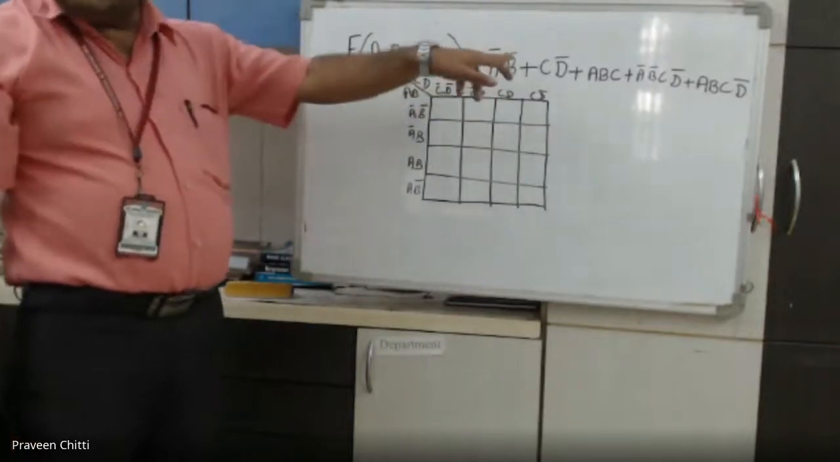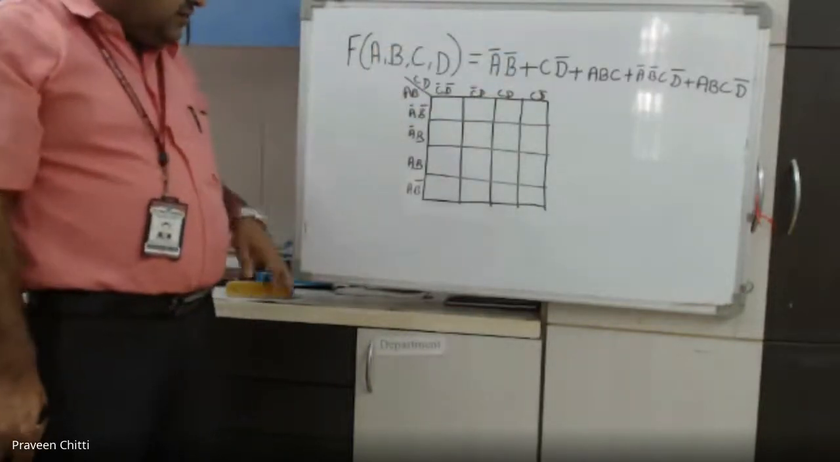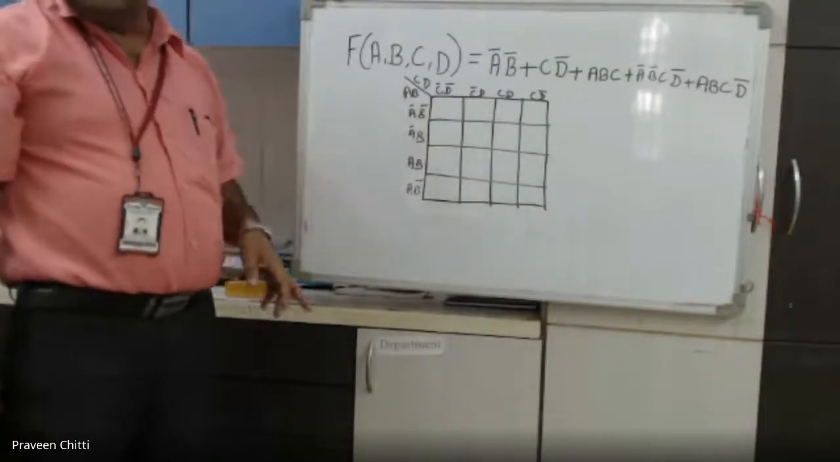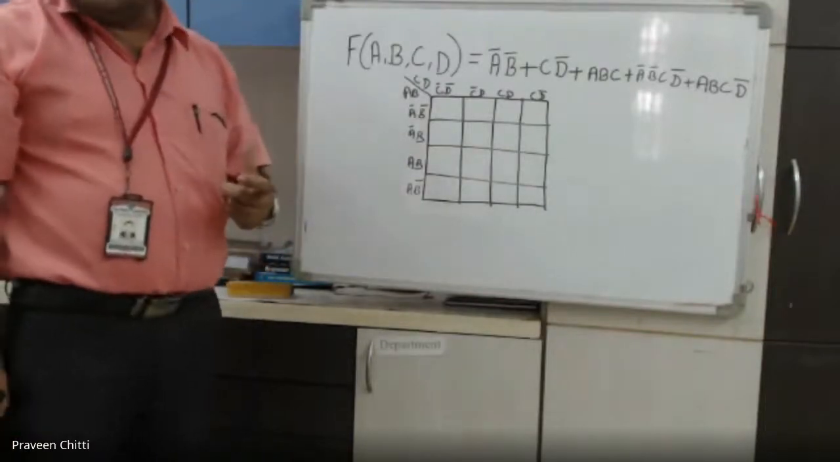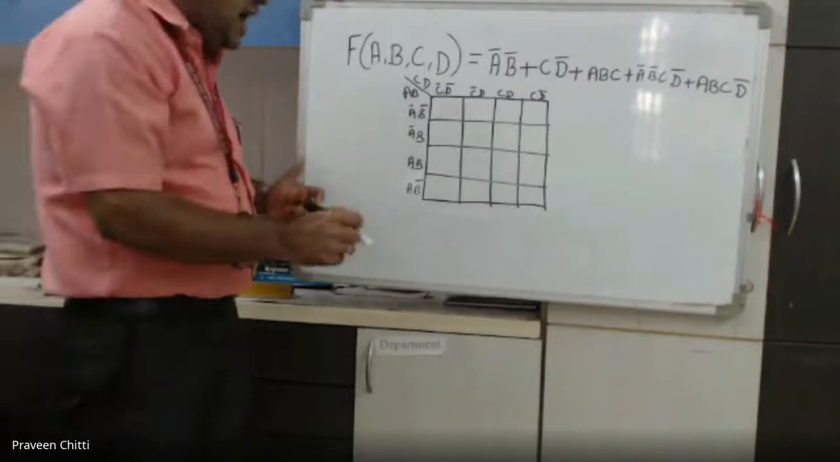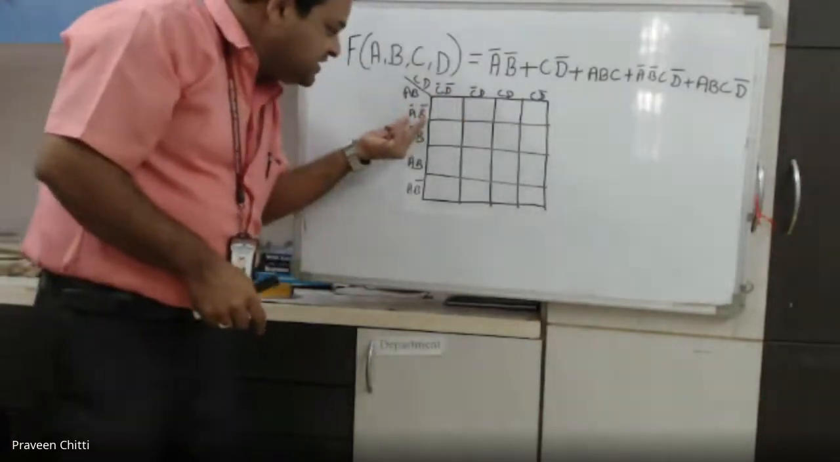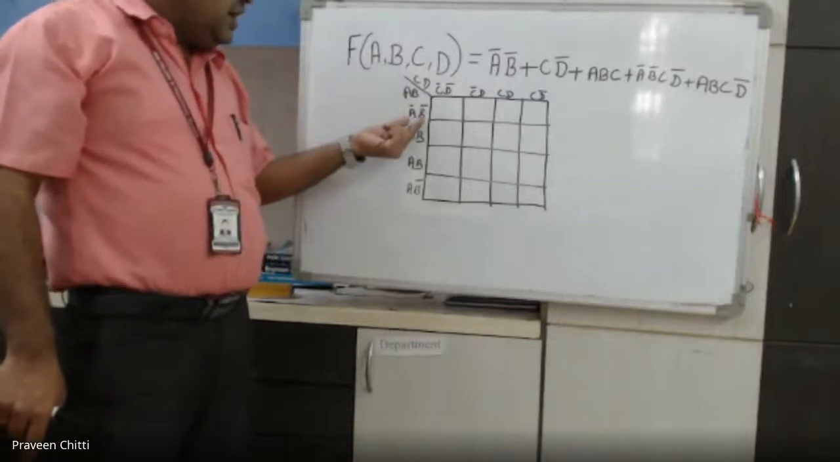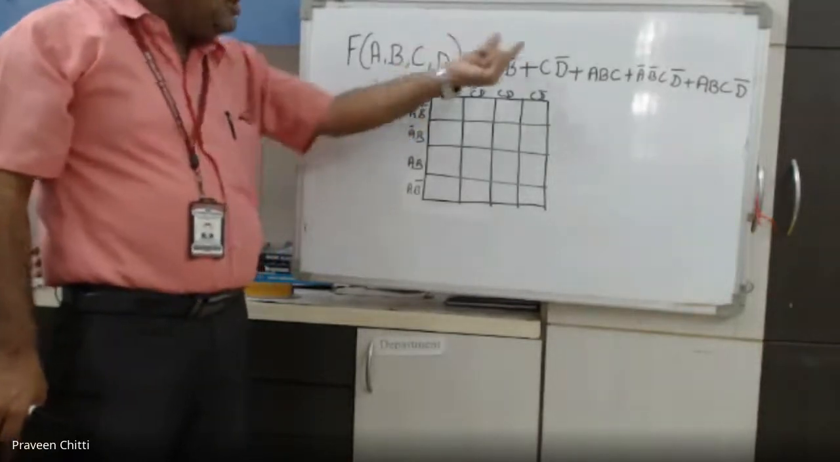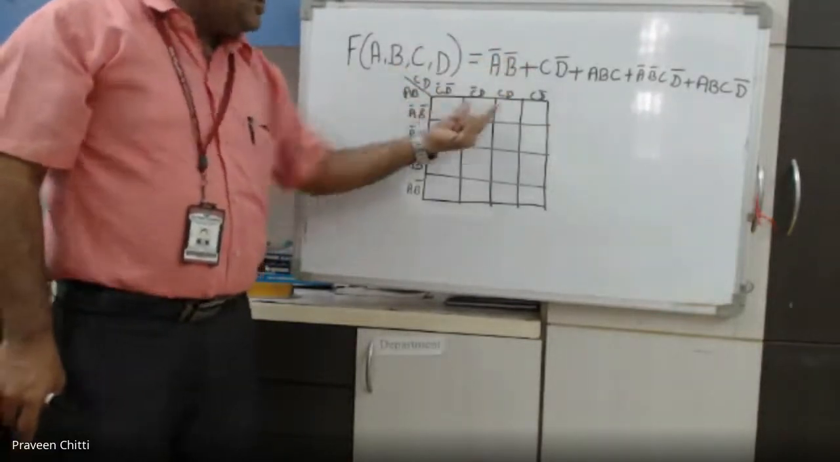See, in the expression, I need to get A bar, B bar. So how do you get A bar, B bar from the K-map? If you want to get A bar, B bar from the K-map, there has to be one group. That group should give me the answer as A bar, B bar. So how do I get this answer A bar, B bar? Already you have an answer. Now you have to create a group here.